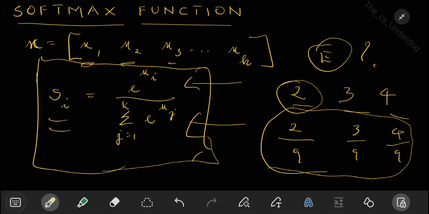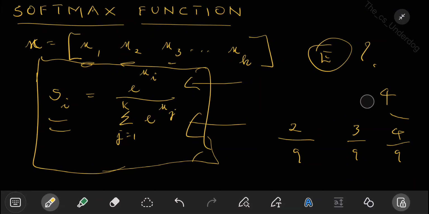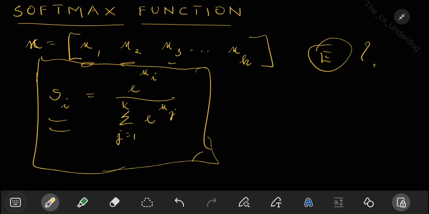Why do you do normalization? The only reason is you want the sum to be 1, so that you can interpret it as probabilities. So this is the reason why you have this specific numerator and denominator. The reason you're taking the exponent, we explained. And the reason you're taking the sum of all in the denominator, that also we've explained.